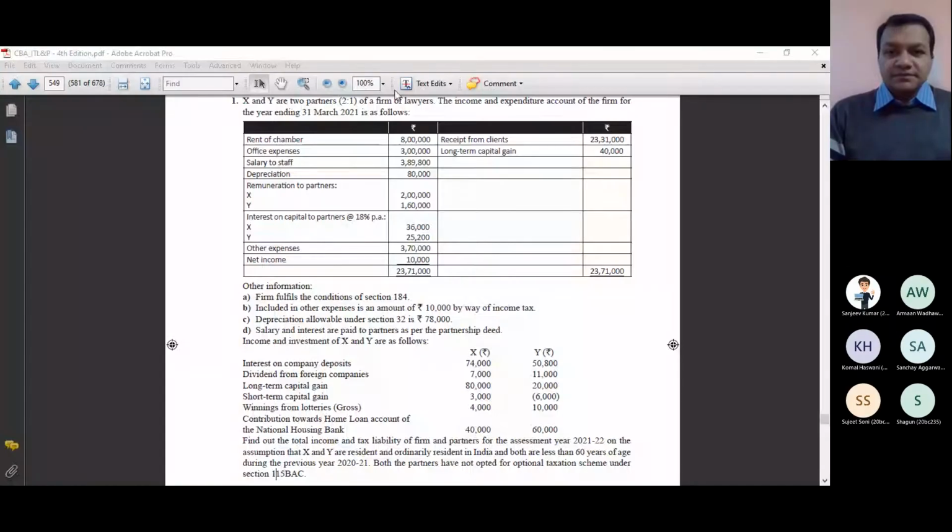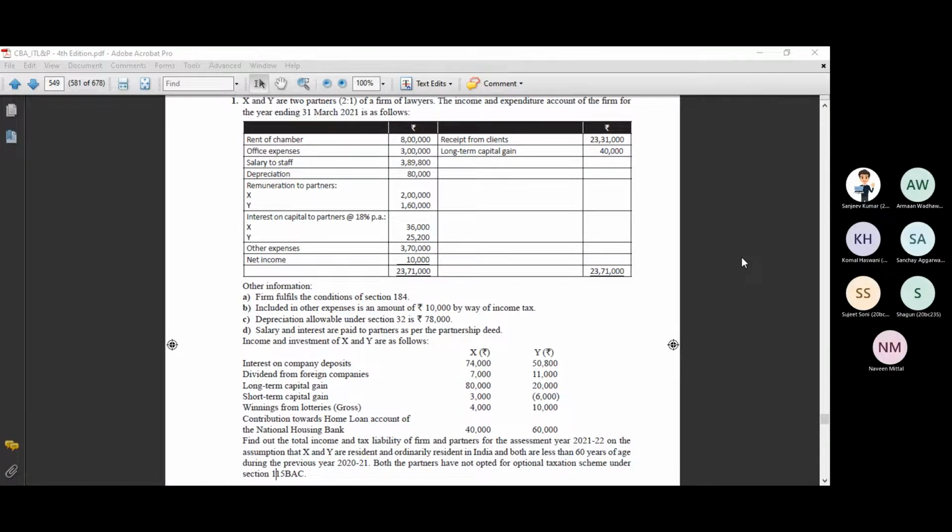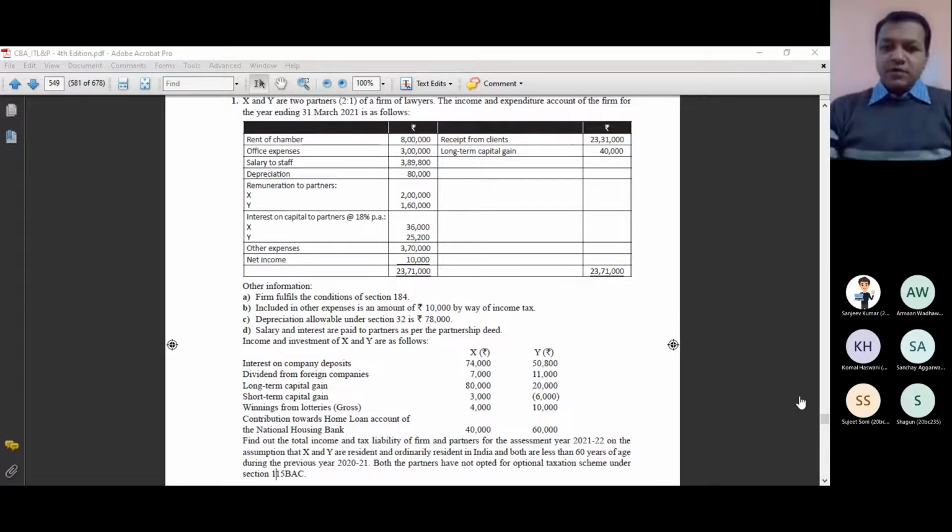Please take the screenshot of this numerical. You can raise your hands if you have taken the screenshot. It is given on page 16.7. If you have taken this screenshot, please raise your hands. Let us start now reading it.